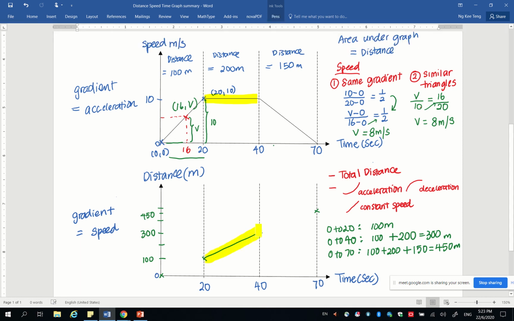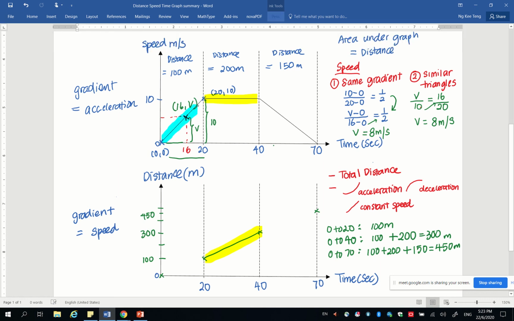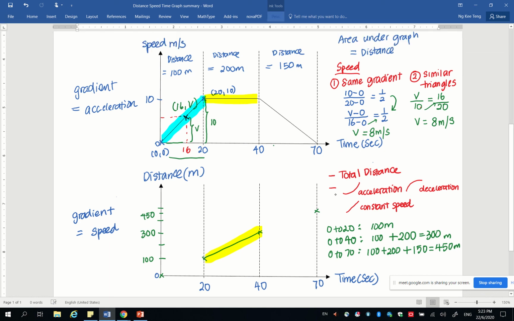But what about when I have an acceleration over here? This is an acceleration. Acceleration means the speed is increasing. What does that mean? It means in general my gradient goes from being flat to a gradient that is steeper. That means the speed increases from a flat gradient to something that is steeper.